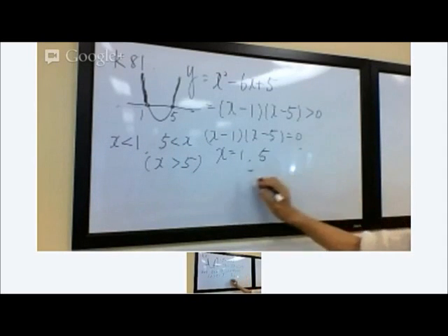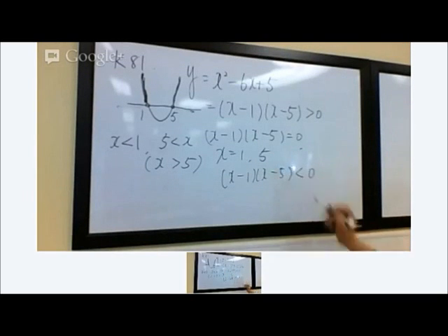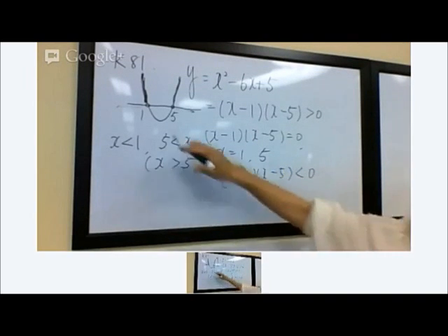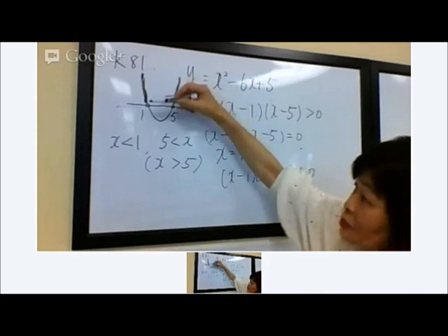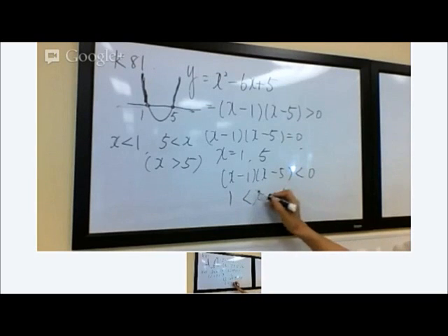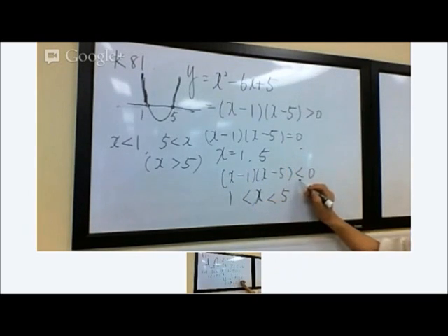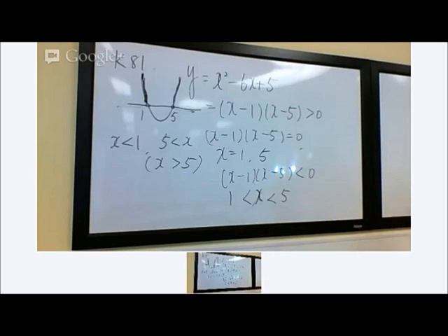If this one says less than 0, which part of the graph is less than 0? This bottom portion. That means x is between 1 and 5. If there is an equal sign, just put the equal sign. If not, don't put anything, just the inequality sign. Actually, the concept is only this sign. Then we have a lot of practice.